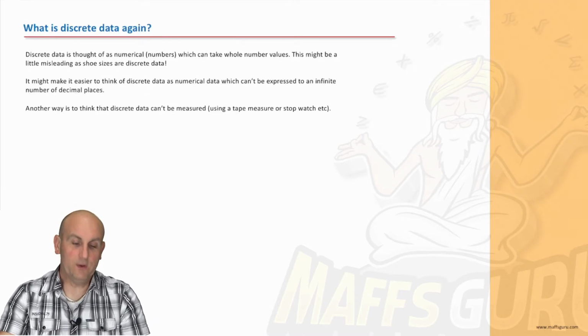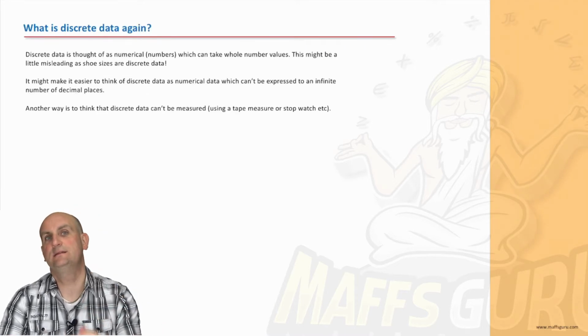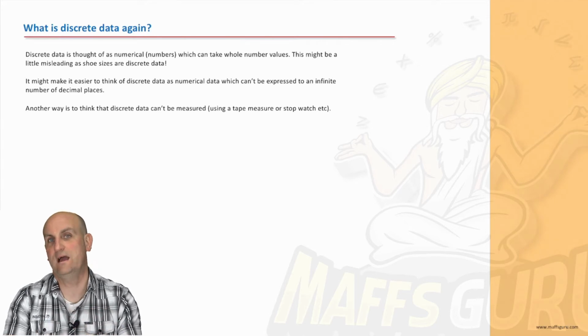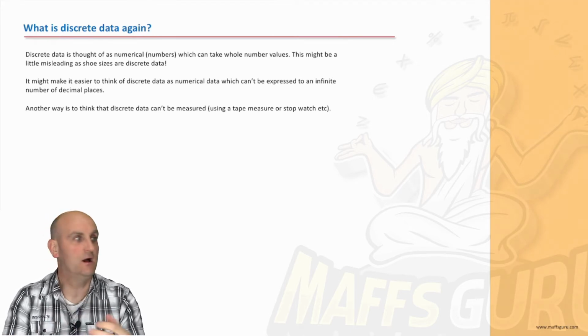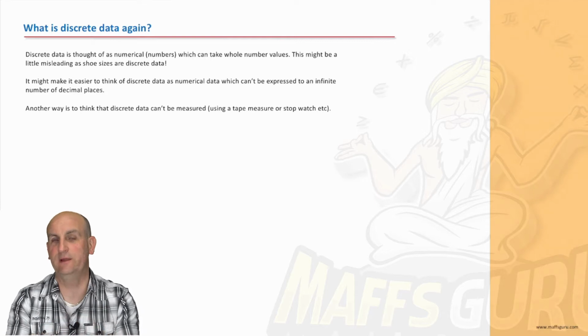All right, so what is discrete data again? Discrete data takes whole number values. So discrete data are things like numbers of brothers, numbers of sisters, number of cars, number of people, because you're not going to have decimal points in these.